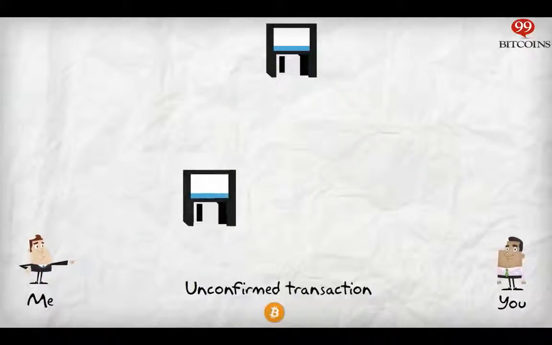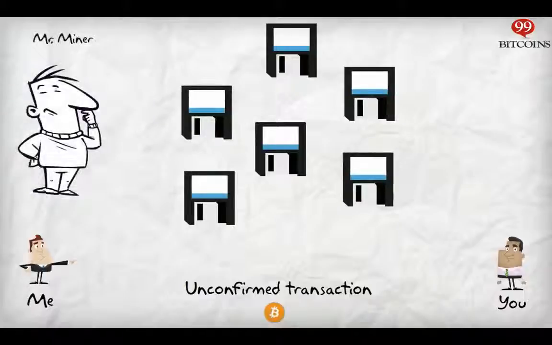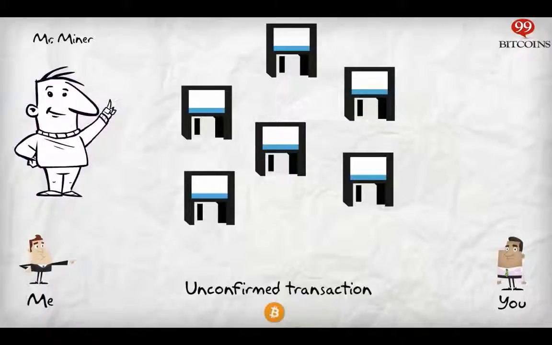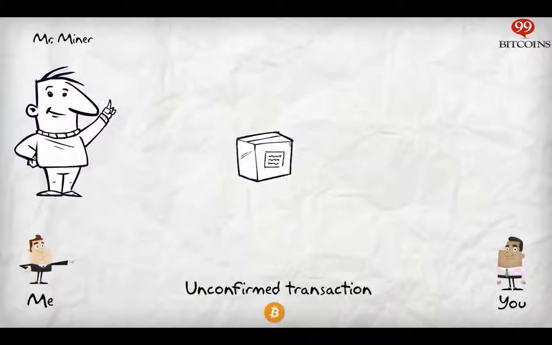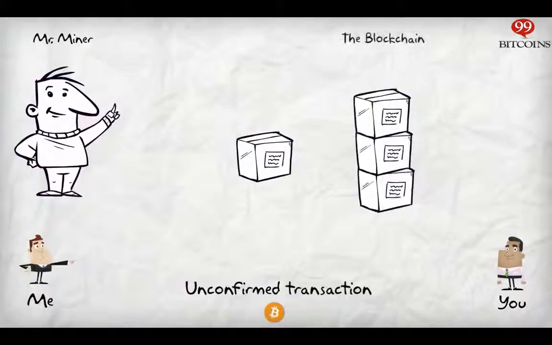Miners will gather this floating transaction file along with other unconfirmed files like it and will need to order them in some way. This is important in order to prevent double spending as explained in previous videos. First, the miners will group transactions together into what is known as a block. Afterward, they'll try to get the new block into the blockchain.